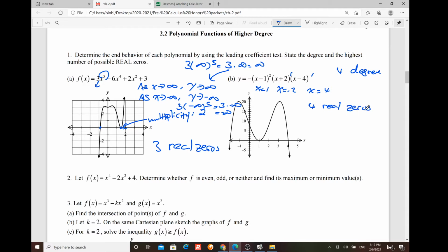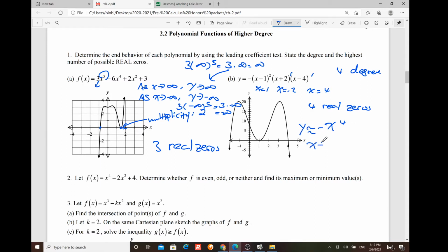And what else? What about the leading coefficients? The leading coefficient is negative. So negative x times x times x. Well, negative x squared times x, negative x to the fourth power. So this one, just analyze it.